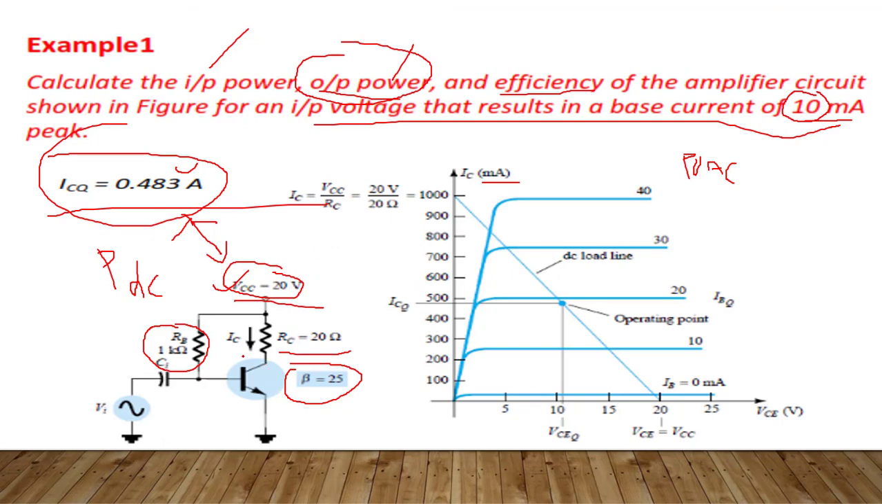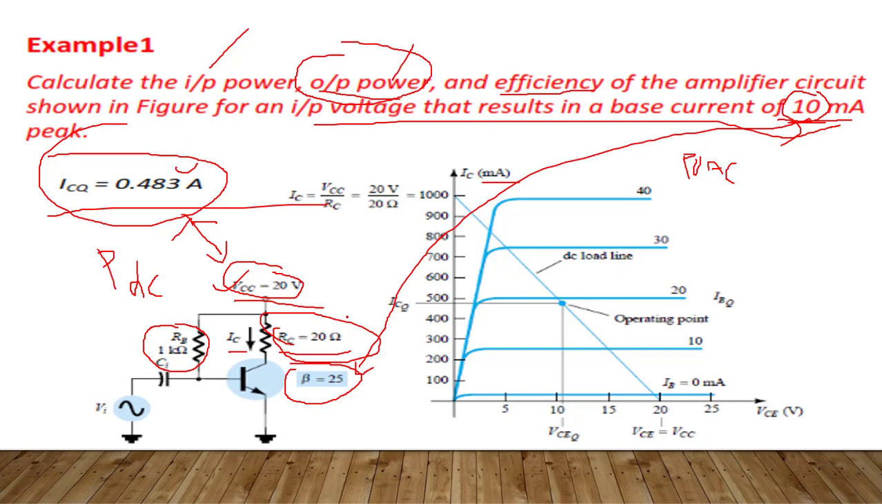How to find IC actually? Using IB value. IB is given and beta is given. From beta and IB, is it possible to find IC? Remember the relation between IC and IB? Actually, beta is equal to IC divided by IB. So, I know IB and beta, find out IC from that. Okay, that IC apply with the RC value, find out power.